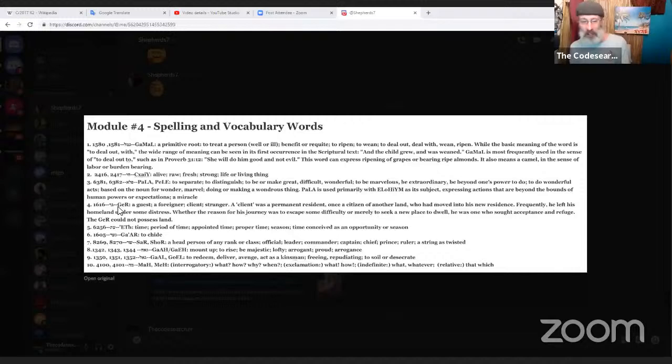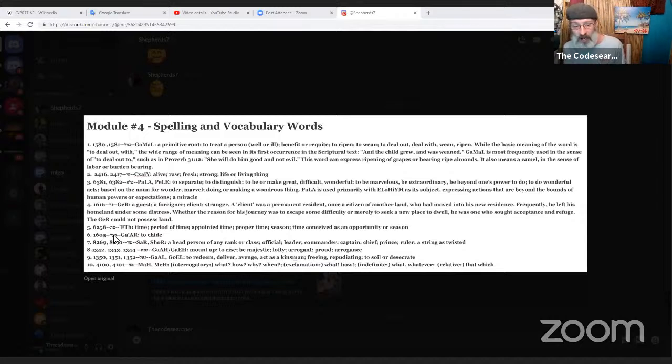All right, Ger, it's a Gimel and a Resh. It's Strong's 1616. Number 5 is Et, and it is an Ayin and a Tav. It means time or period. Number 6 is Ga'ar. It means to chide. It's a Gimel, Ayin, and a Resh.